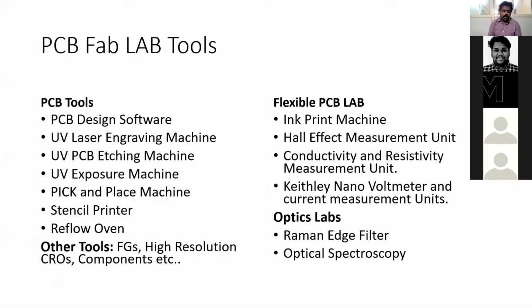Gradually we'll start. The tools we have in this particular lab, some of the PCB tools, are shown on the left side. This is PCB design software and UV laser engraving machines, PCB etching machine, exposure machine, pick and place machine, stencil printer, and reflow oven. I'll show these machines and how they work in real time over time. The other tools are the function generators, high-resolution CROs and components. Regarding the flexible PCB lab, we have an ink print machine and Hall effect measurement for characterization of the samples we study, and a conductivity and resistivity measurement unit, and a nanovoltmeter, especially for low power measurement.